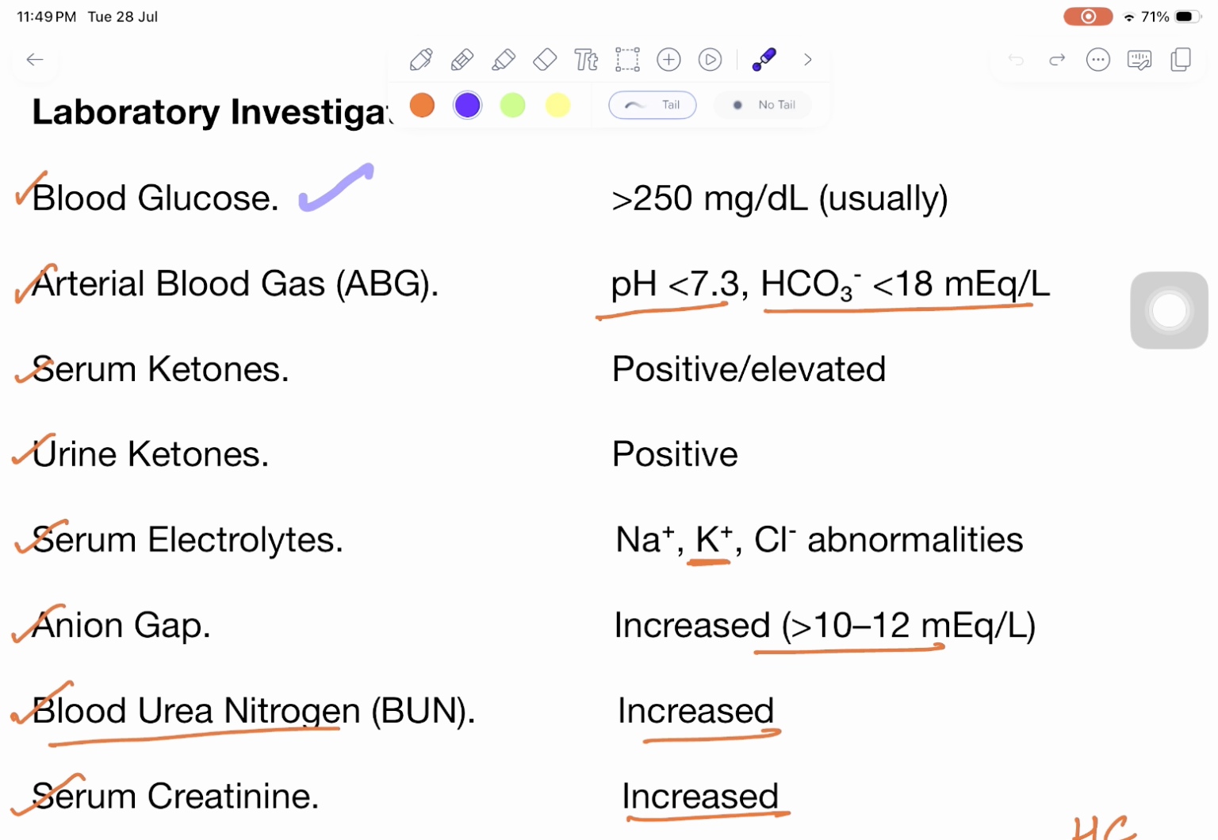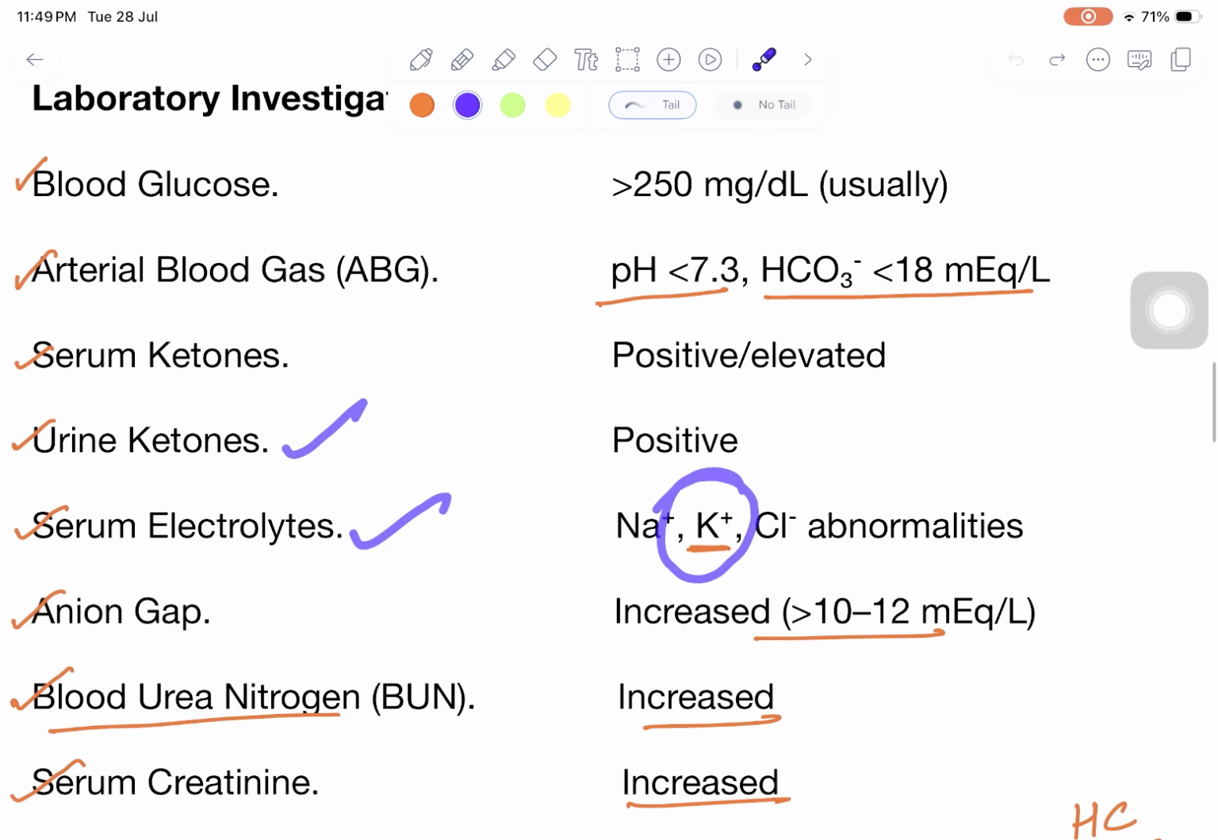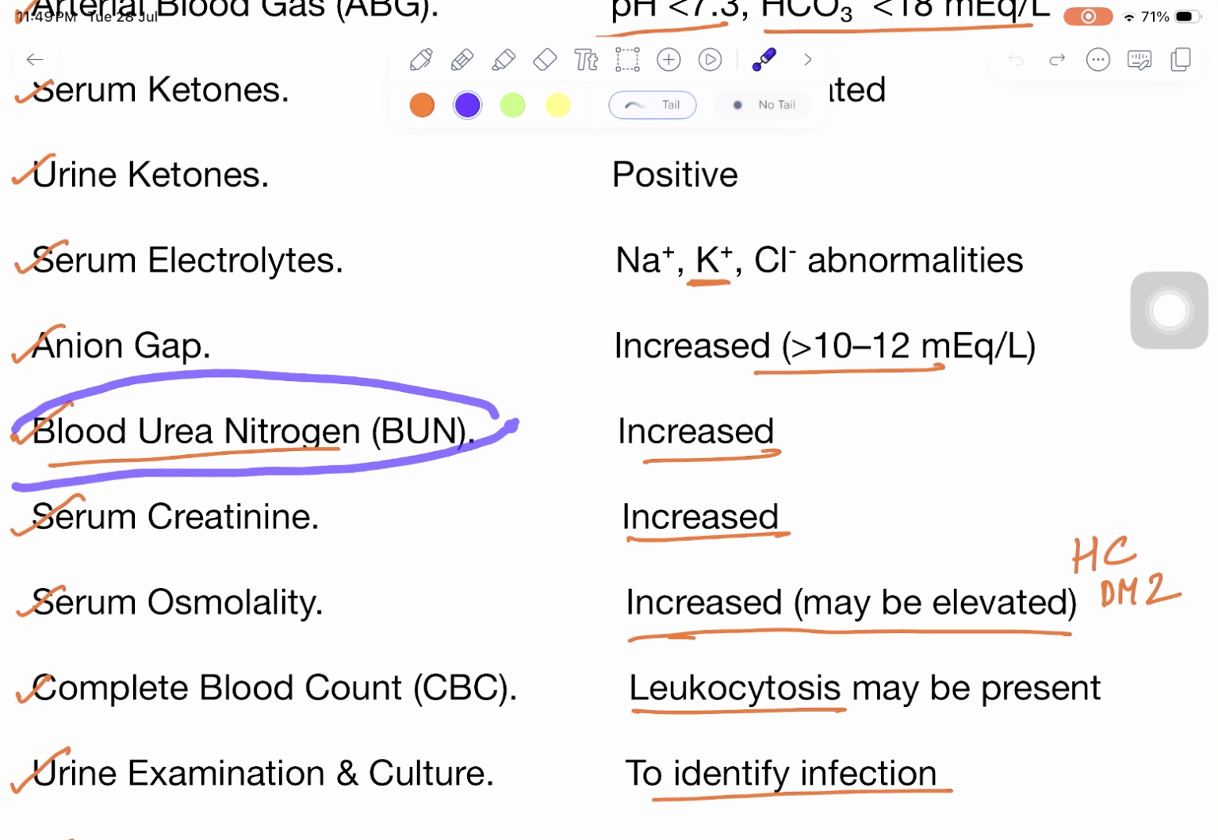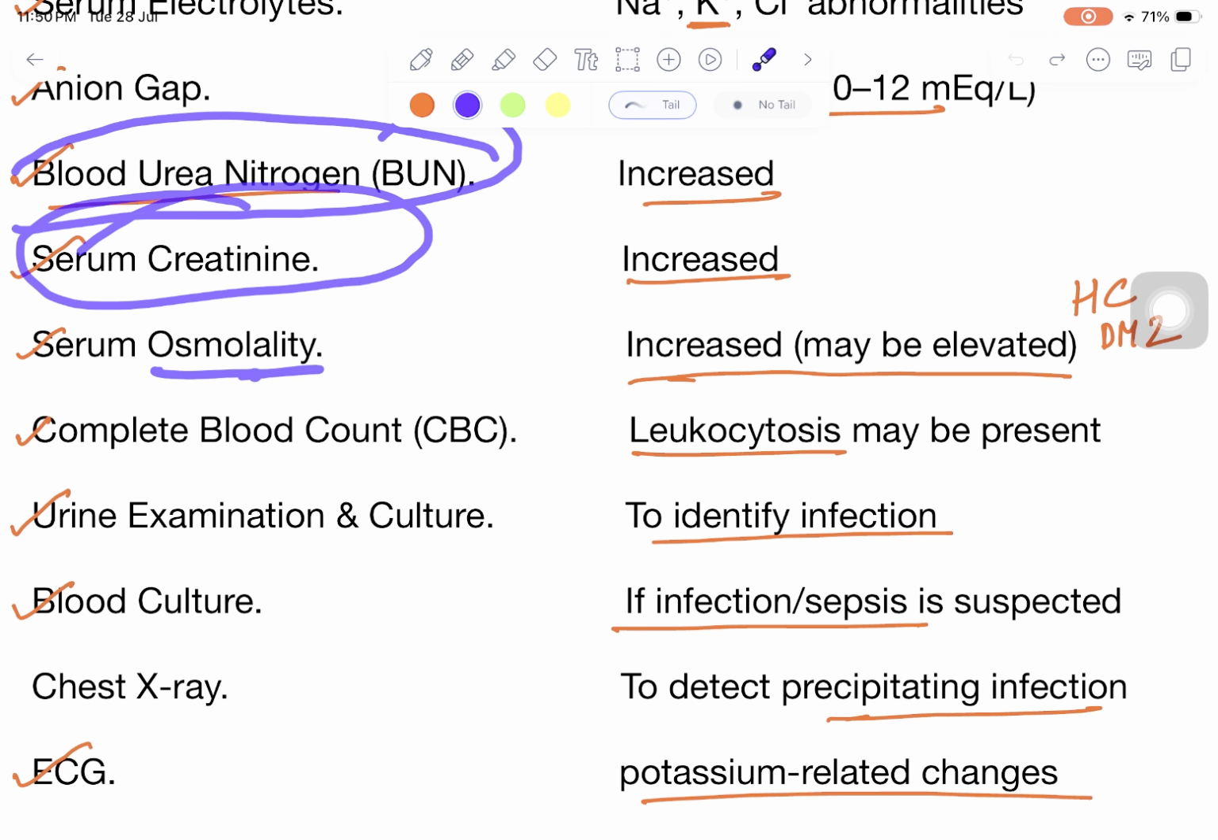So various lab investigations you have to send to the lab, that is glucose, ABG, ketones, serum ketones, urinary ketones, serum electrolytes for potassium, then anion gap. And then you have to look for RFTs, that is BUN and serum creatinine.